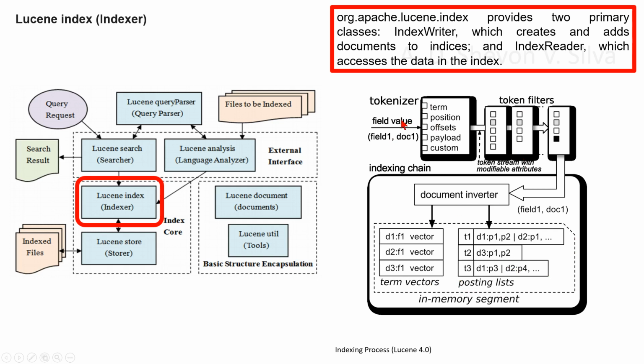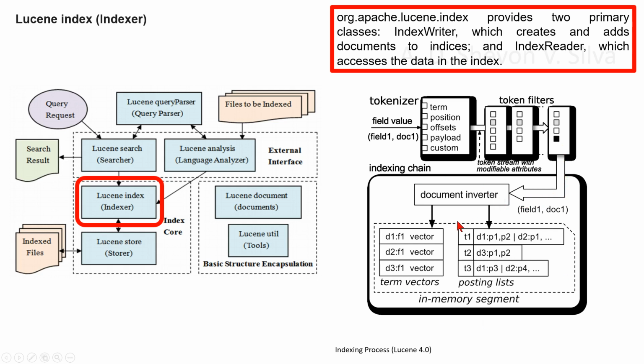Here you can see the tokenizer. Field value, field 1, and doc 1 are connected to the tokenizer. You can see term, position, offset, payload, and custom attributes in the tokenizer, and it is connected to token filters via a token stream with modifiable attributes. Token filters are connected to the document inverter.